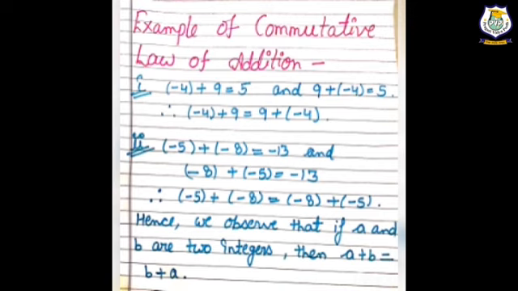Come to the second example. In that we will take both integers as negative integers. So the first is minus 5 and the second is minus 8. If we are adding minus 5 and minus 8, we will get the answer minus 13. And if we reverse the order of that, we will get the same answer. Hence, we observe that if a and b are two integers, then a plus b equals b plus a.